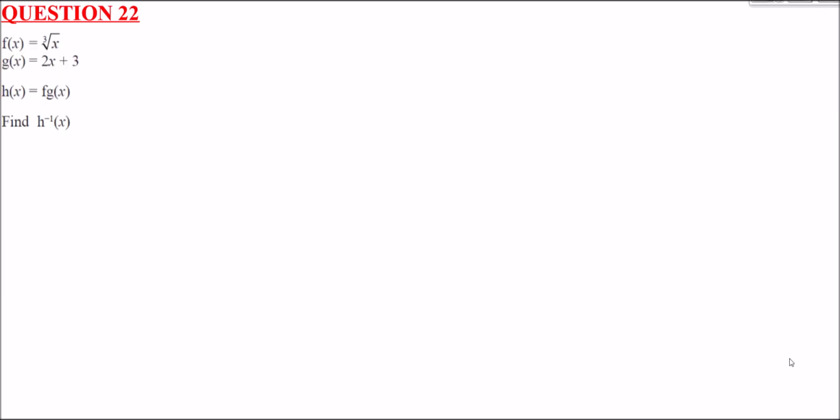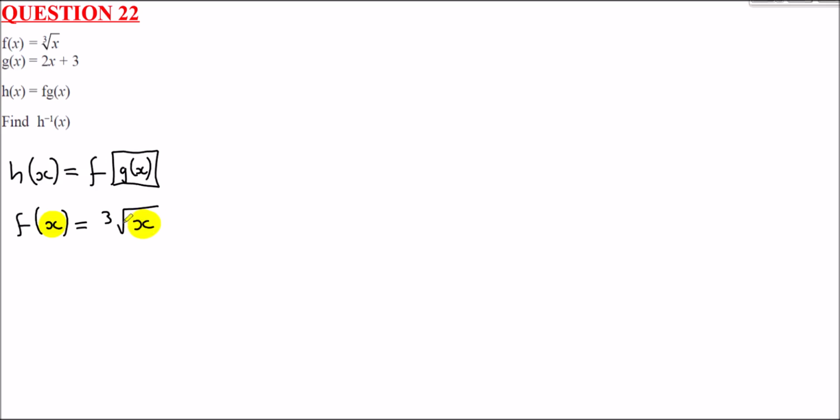So question 22, we're towards the end of the paper now. This question, then another 2, and we're done. This is about functions and finding inverses. We're told f of x is the cube root of x, and that g of x equals 2x plus 3. h of x is a composite function, it's f of g of x. We need to find h minus 1 of x, and this is just notation. It's not a power, it's not 1 over h. This is notation for finding the inverse function of h.